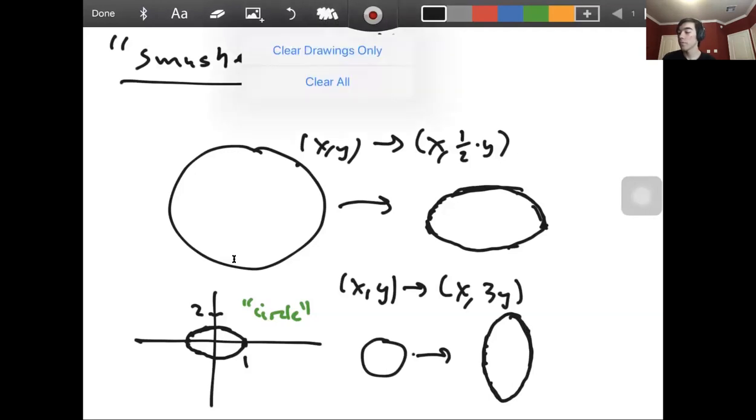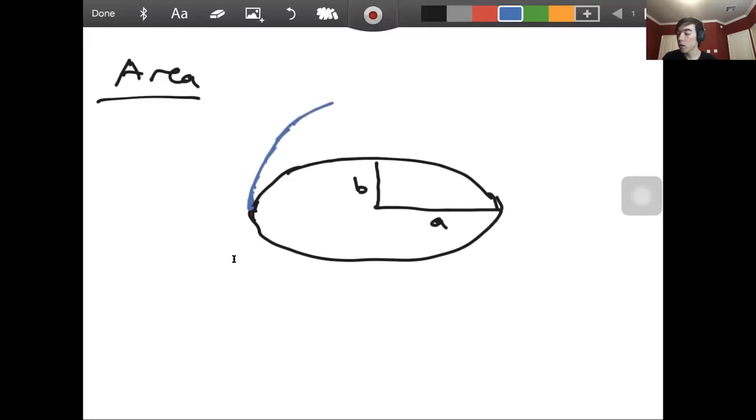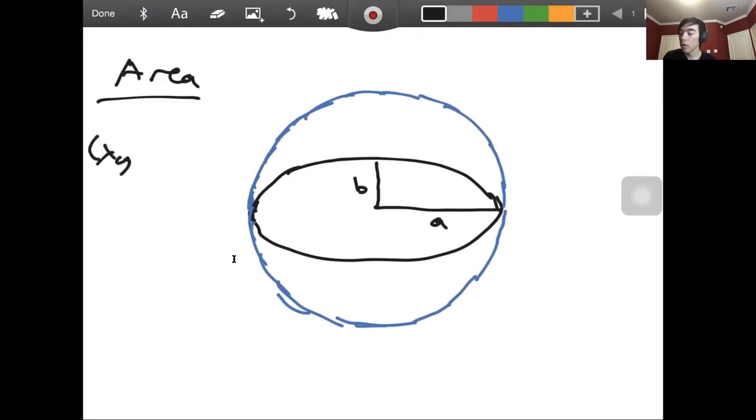Okay. So how do we use this? Well, this smushed circle definition is actually very useful when we want to calculate the area of the ellipse or the slopes of certain tangents. So let's first start with the area of the ellipse. So if we graph the ellipse and we have lengths of a and b, well, we can just consider this as a smushed circle of radius a. And this is a circle where x, comma y was changed to x, comma b over a y.